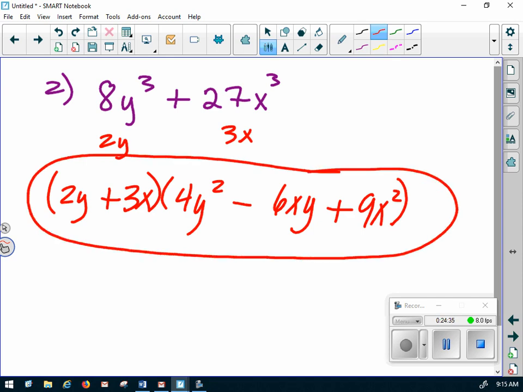Ladies and gentlemen, give me a thumb on factoring sum and difference of cubes. Give me a thumb, Tanner. Okay. All right. I will give you your assignment.